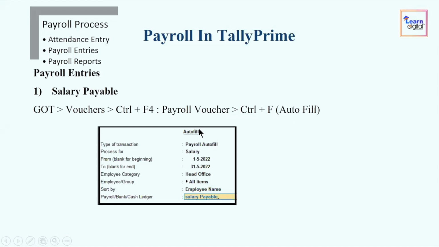Next, now we will go through. We have completed this attendance entry. Now we will move to the second part of the payroll process, that is payroll entries. There are many payroll entries to be entered. So the first one is salary payable.